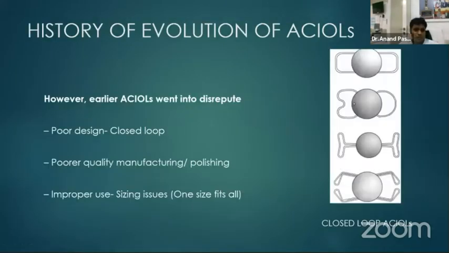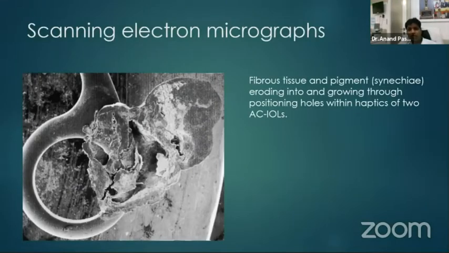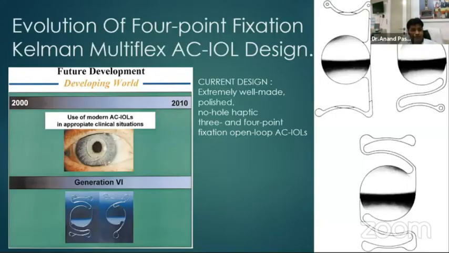These were primarily closed loop IOL designs of the anterior chamber, and they had poor design, poor quality of manufacturing and poor polishing, and they had a lot of issues as not much was known about sizing, and a one size fits all technique was used for these IOLs. This often led to fibrous tissue and pigments eroding into and growing into the holes of the haptic, which caused synechiae and raised intraocular pressures, and the IOLs coming close to the corneal endothelium.